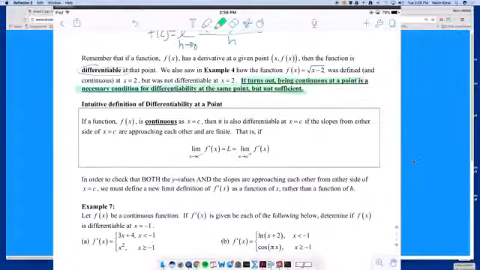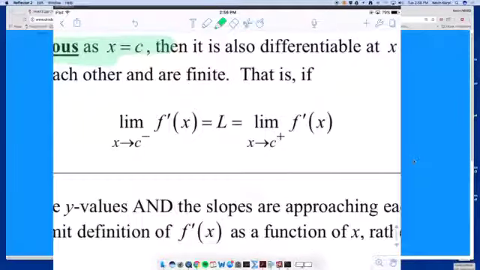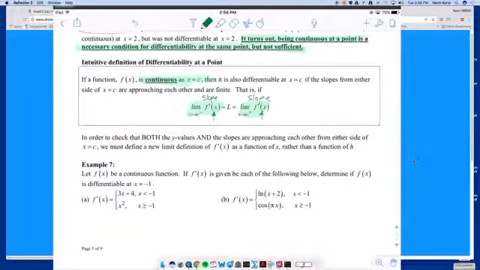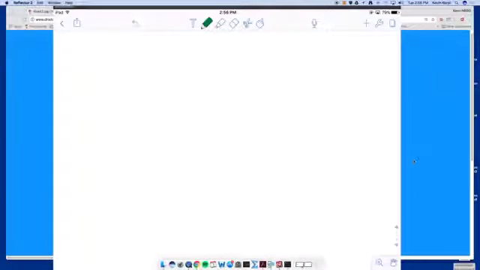All right, so here's the intuitive definition of differentiability at a point. If we have a function that is continuous at a point, first and foremost, then to see if it's differentiable, all we have to do is take the limit from the left and right of the derivative function. That is, we're analyzing the slope from the left and comparing it to the slope from the right. And if it's continuous, number one, and the slopes are approaching each other from either side, then we're going to say that the function is differentiable there. So let's take a look at something.